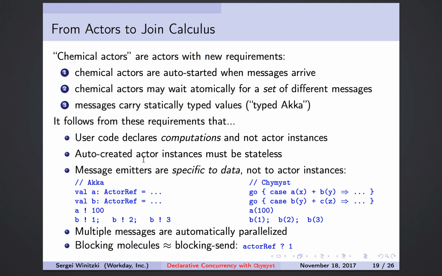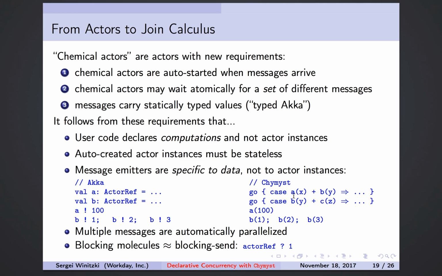So here's a comparison. In the actor model, you would create an actor reference and another actor reference, and then you would send a message to A, or you send a message to B, then you send another message to B, and so on. So you would explicitly create a new actor and then explicitly send a message to that actor.